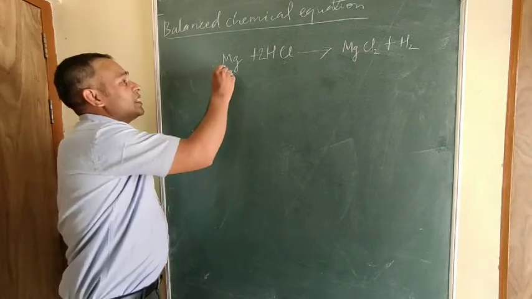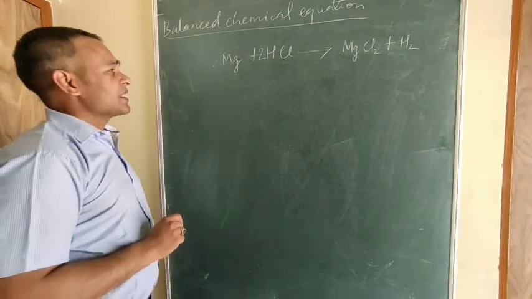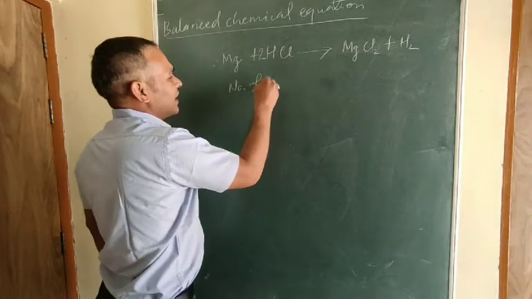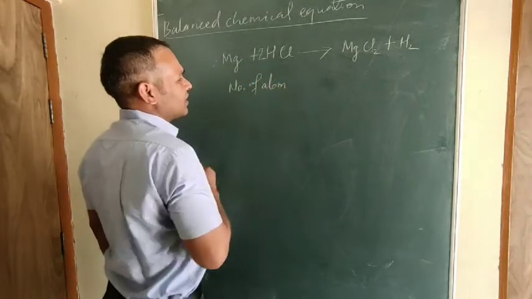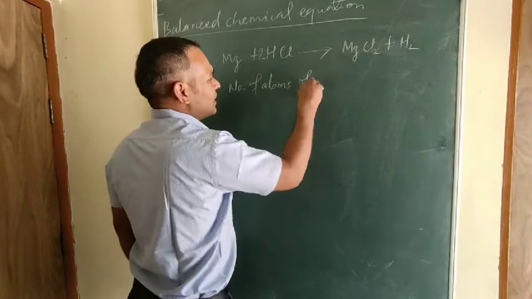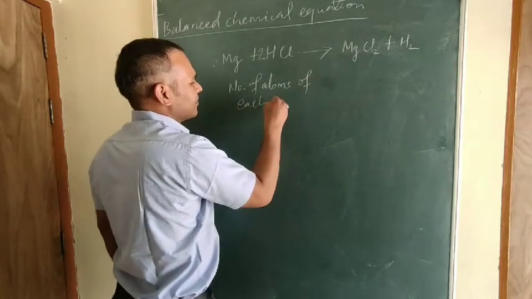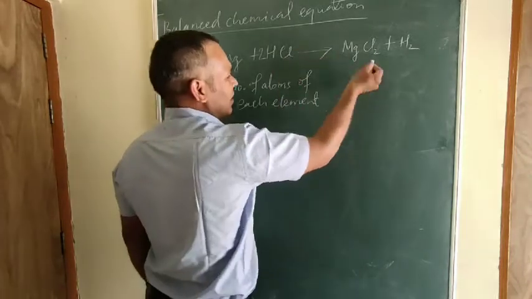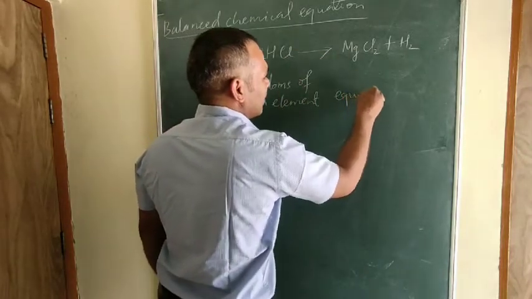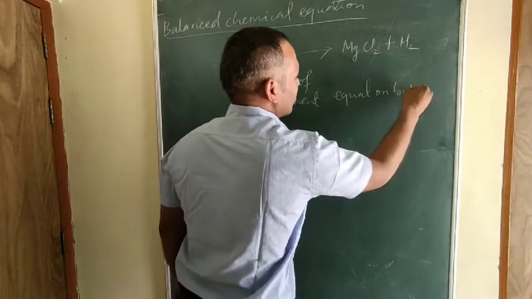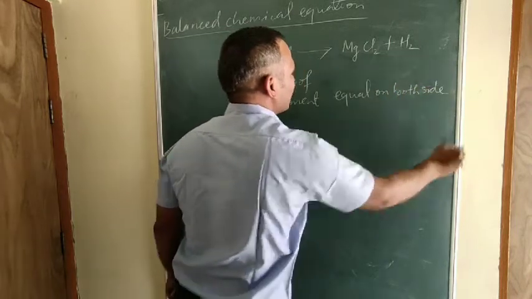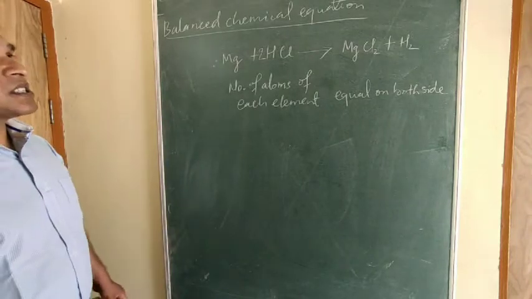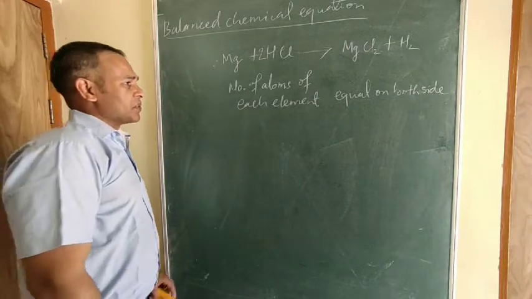Now this is a balanced chemical reaction. What is a balanced chemical reaction? In which the number of atoms of each element should be equal on both the sides. दोनों तरफ क्या होगा? Equal होंगे number of atoms. This is a balanced chemical equation.